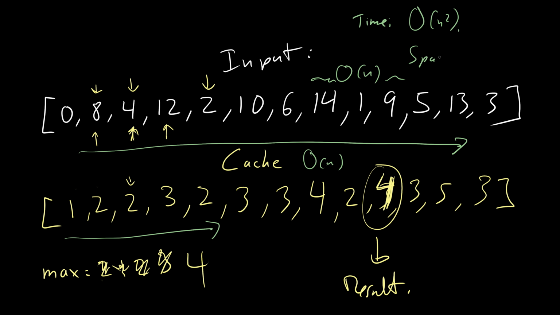And then space complexity, we need this cache. So that's linear O of n, because this cache will be as big as the input, which is O of n. So space is O of n, time is n squared. All right, so that's pretty much it.